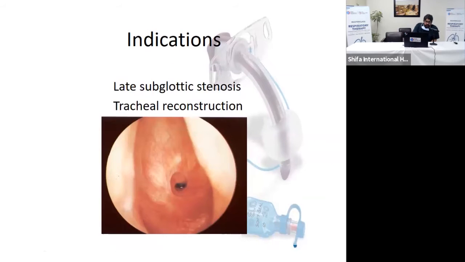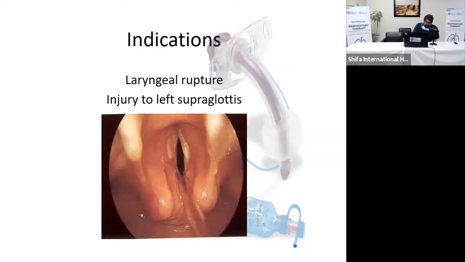Or you can have a large late subglottic stenosis. You can see how tight it is. These are the ones where we usually have to do a tracheal reconstruction afterwards. You can have a laryngeal rupture or injury. This could be intubation injury as well, or it could be due to any other cause. And again, these people would have fixed vocal cords.